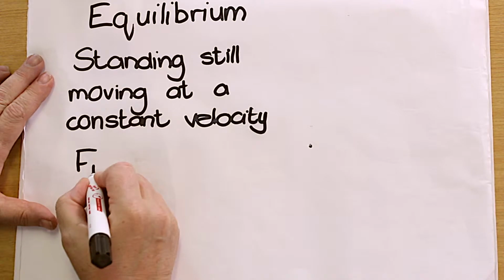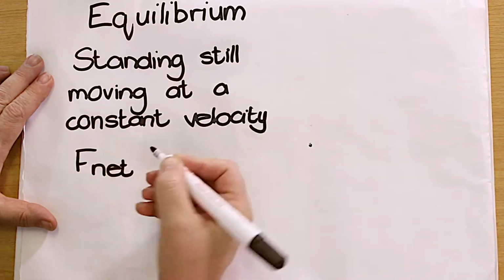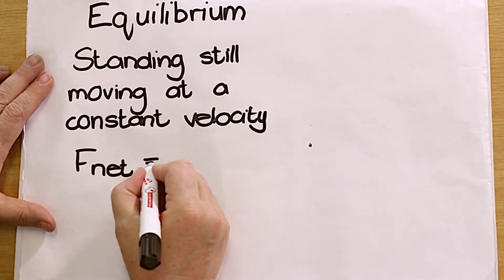What does it mean for a system to be in equilibrium? It means that the net force on the system will be equal to 0. Not that there's no forces acting on it, but it means that if I add all my forces together, the total of all my forces will be equal to 0. A car traveling at a constant velocity is in equilibrium.